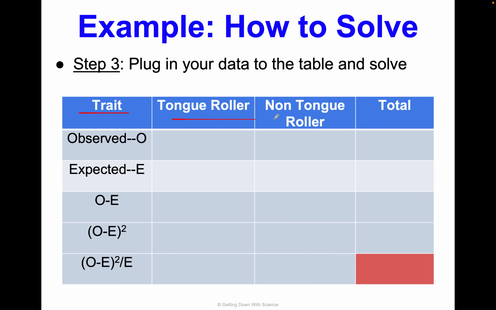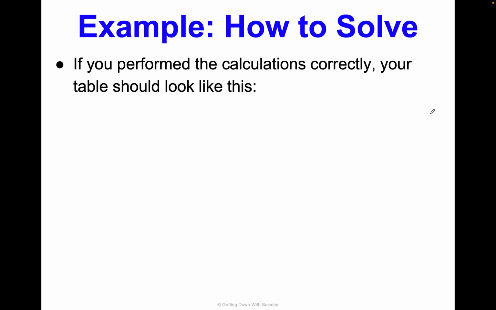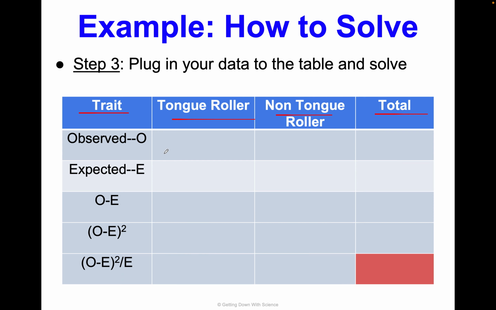These are individuals who can roll their tongues, individuals who cannot, and then the total count for each. So we perform calculations correctly, this is what our table looks like. So let's just do this one by one. Actually, I'm going to go back and do this.